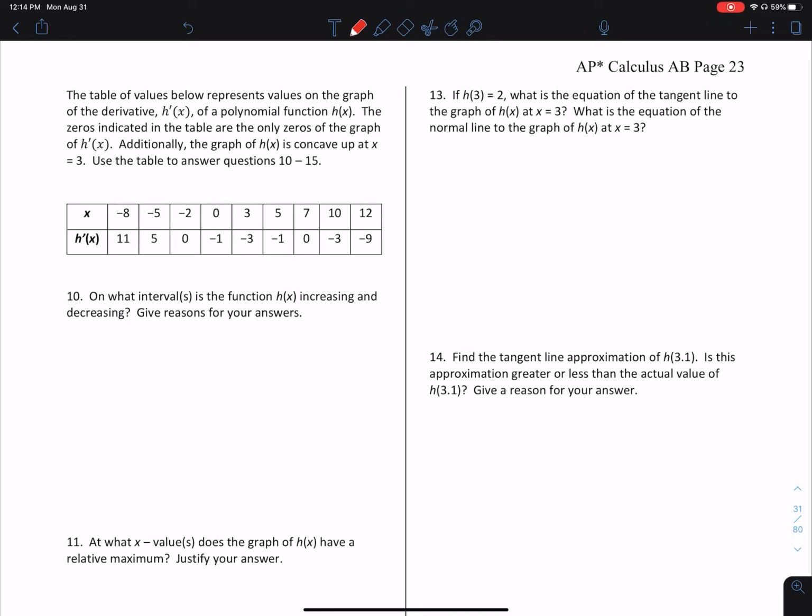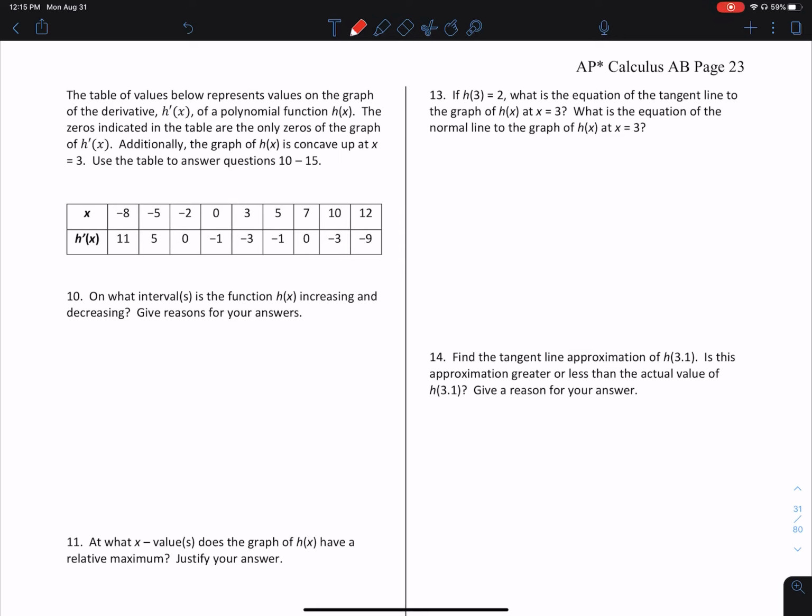This is AP Calculus AB. We're in Notes section 2.5, part 3 of 5. For this particular problem, we are looking at a table of values of the derivative, and we're going to try to figure out things that we would know about the original function based upon that.